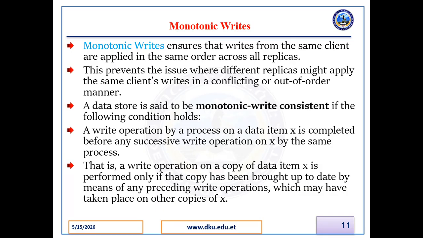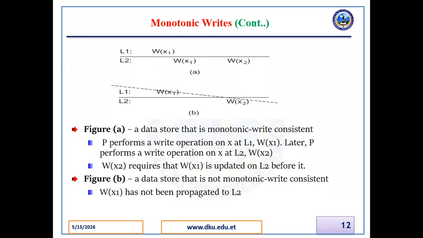That is why a write operation on a copy of data item X is performed only if that copy has been brought up to date by means of any preceding write operations which may have taken place on other copies of X. Let's observe images A and B. Here they have their own orders about monotonic writes, which is the third client-centric consistency model. A is correct and B is not correct. Let's see how A is correct and B is not correct.